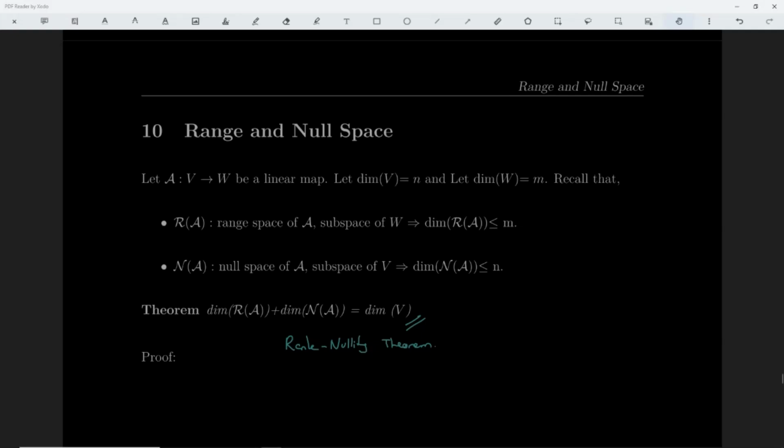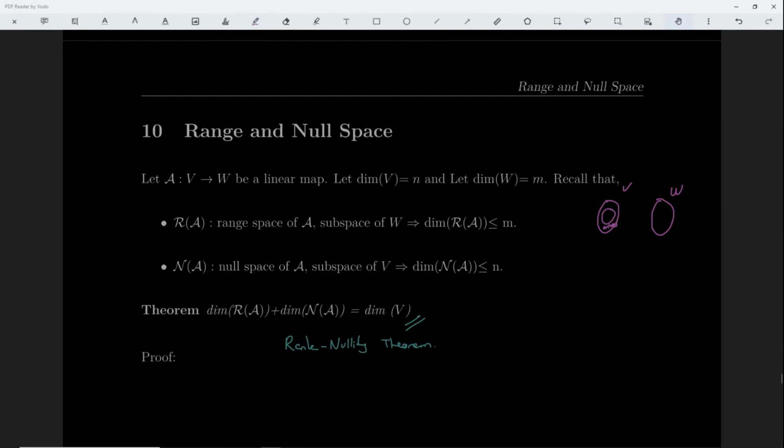Okay. And notice that the range space was a subspace of our codomain, right? Therefore, the dimension of our range space is less than the dimension of our codomain M. Maybe I can simply plot something like this. So this is V, this is W. So our null space was a subset of V.